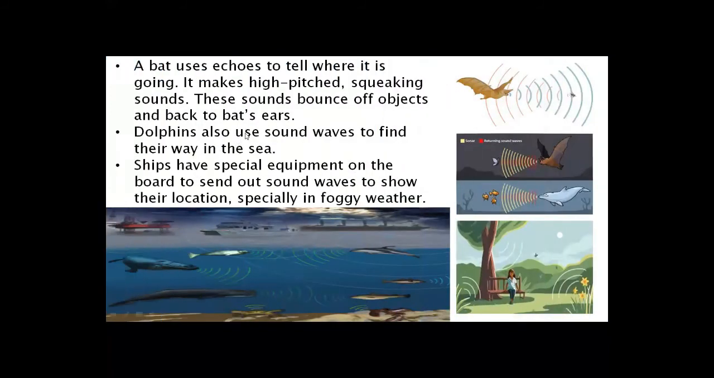A bat uses echo to tell where it is going. It makes high-pitched squeaking sounds. The sound bounces off objects and back to the bat's ear. Students, you can observe this picture of how the echo is produced by the bat. That produces the echo, and this is very useful for bats.